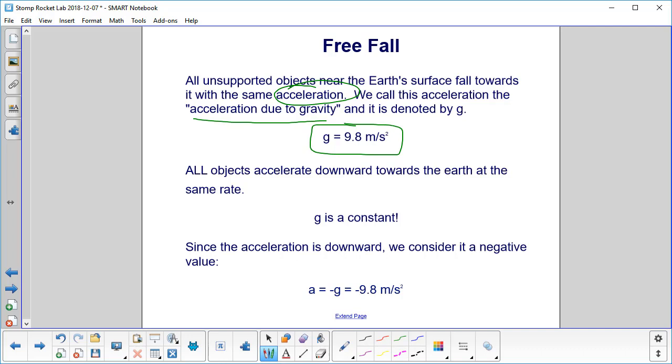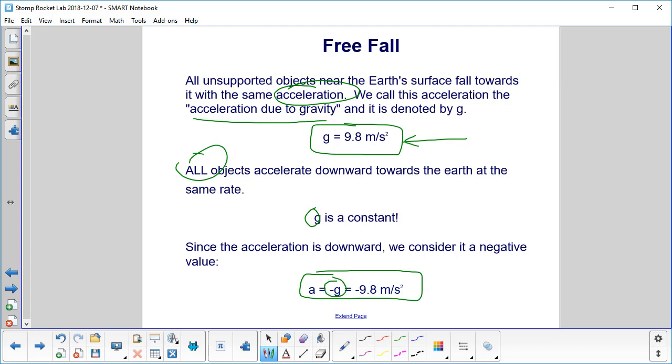All objects, regardless of mass, accelerate downward towards the Earth at the same rate. Since the acceleration is downward, we will consider it a negative value. So a is equal to minus g, which is equal to minus 9.8 meters per second squared. Whenever you see g in an equation, always replace it with 9.8 meters per second squared. The sign comes from when you talk about the acceleration.